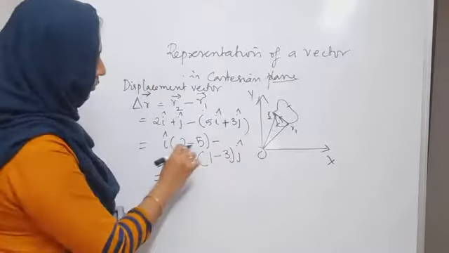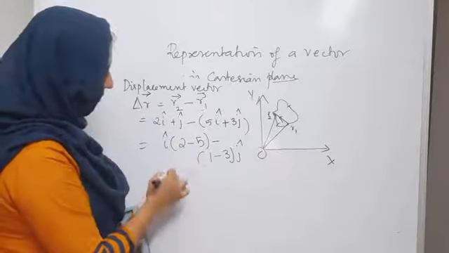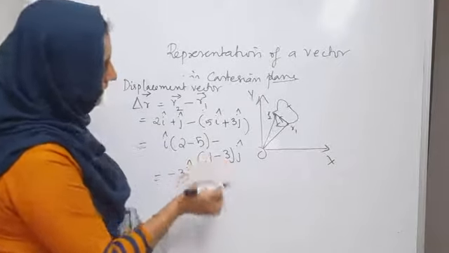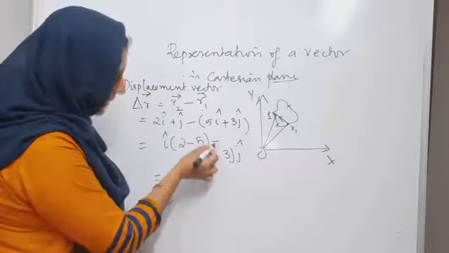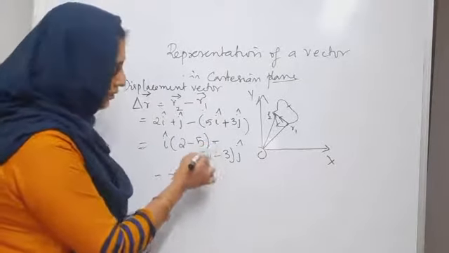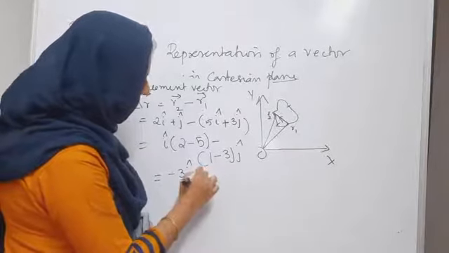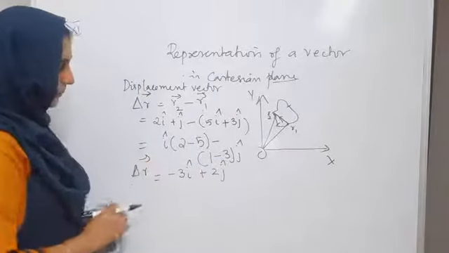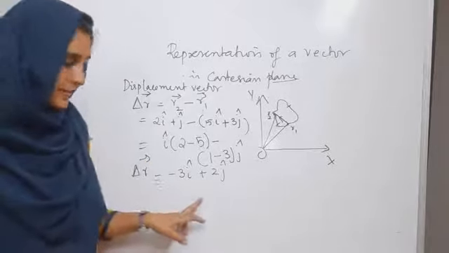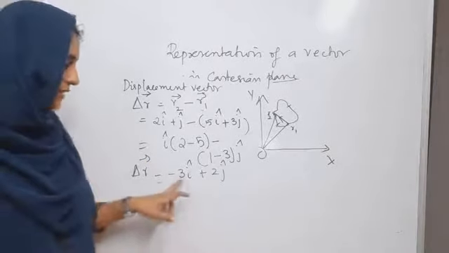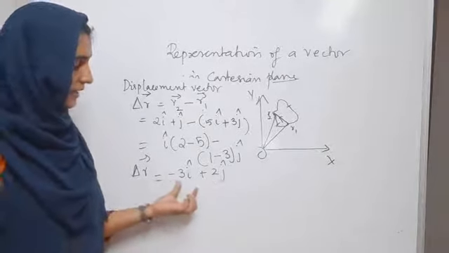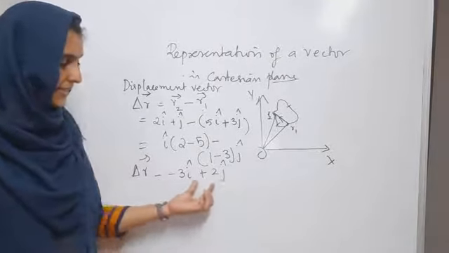So 2 minus 5 is minus 3 i cap. And what is 1 minus 3? It is minus 2. There is a negative sign outside, so minus of minus becomes plus 2 j cap. So this is the displacement vector. This is the expression for the displacement vector, which again is a vector which has an i component and a j component, two components which point along the x-axis and y-axis.